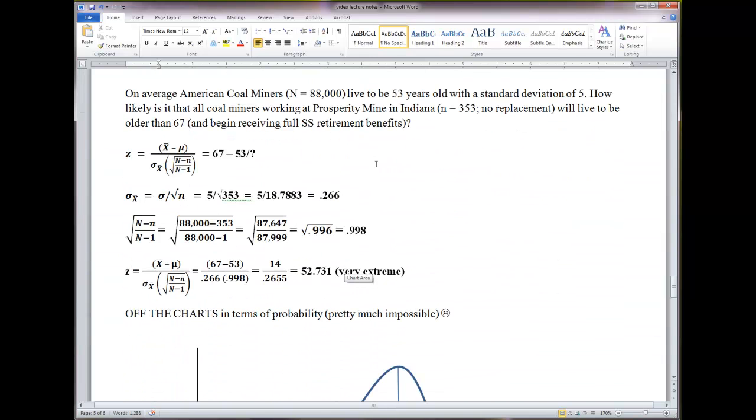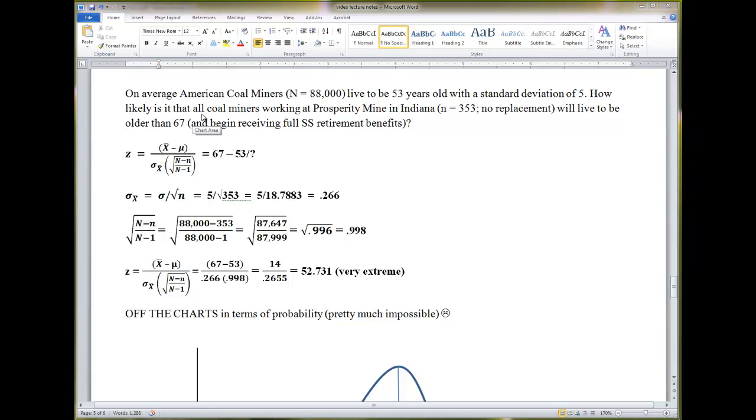All right, so here's another example. This is an example where you can use the sampling distribution to answer questions about the probability of certain events in some group that you're interested in, even when you don't have access to all the raw data in the population. In this example, on average, American coal miners, and I actually looked this data up, there's 88,000 of them, and they live to be about 53 years old on average with a standard deviation of 5.